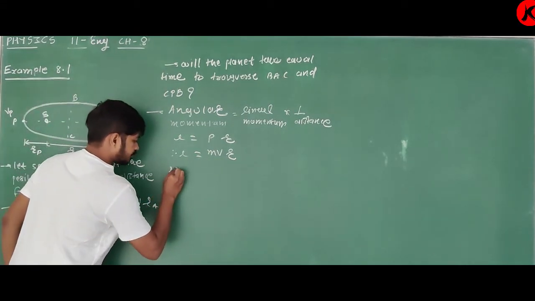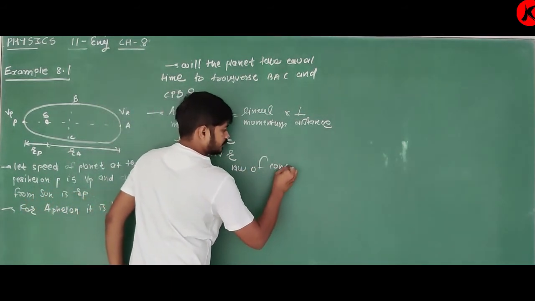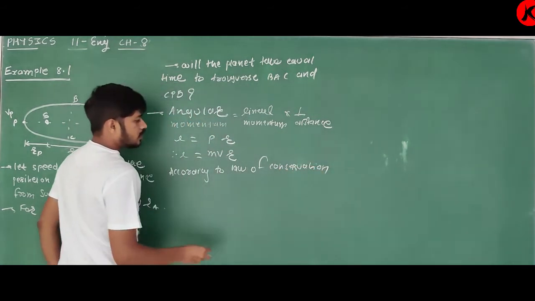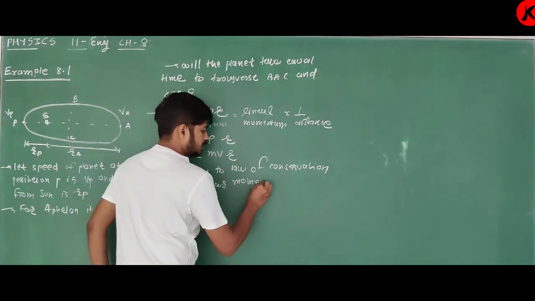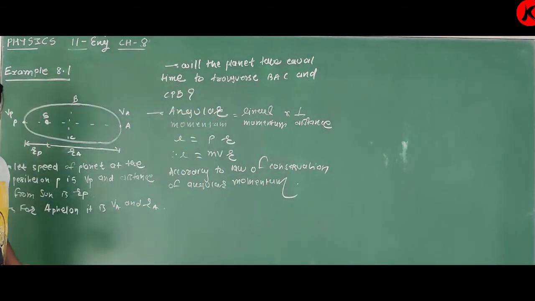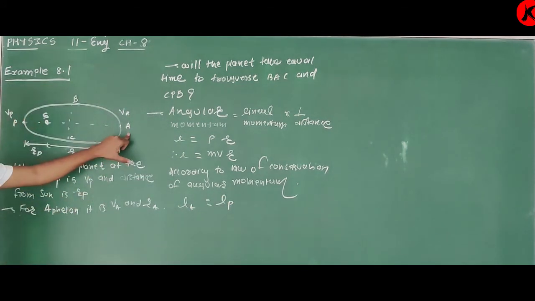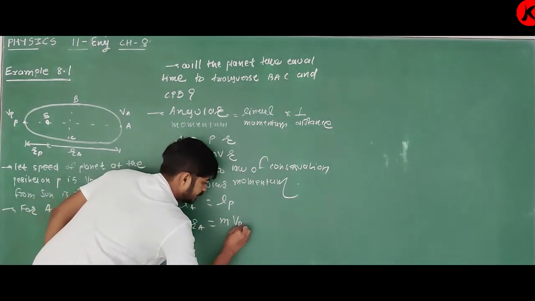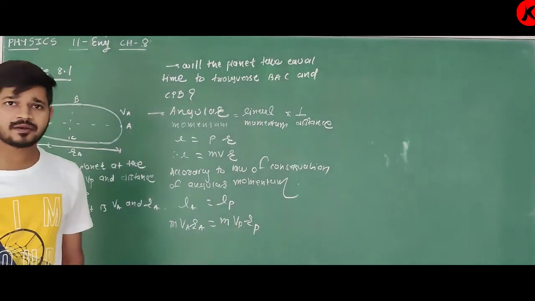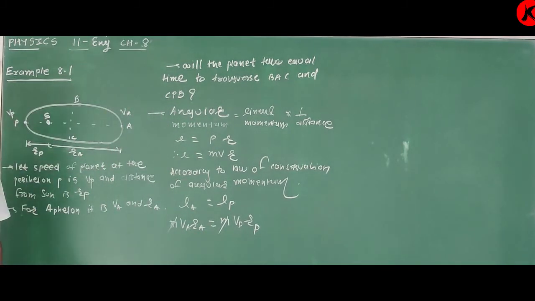So now, according to the law of conservation of angular momentum, LA is equal to LP. Simple. Angular momentum at point A is equal to angular momentum at point P. So m VA RA is equal to m VP RP. Why m? Because the mass of the planet remains constant at each and every point. So m cancels. Simple.